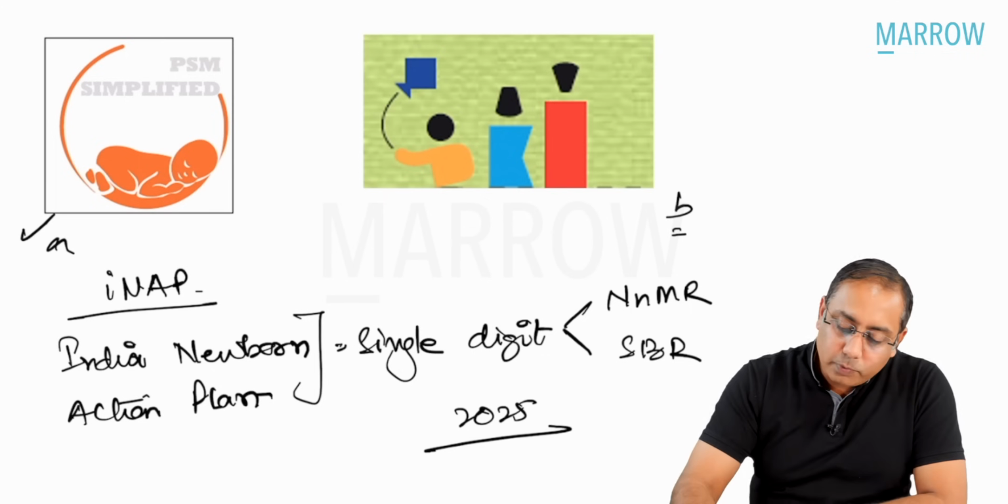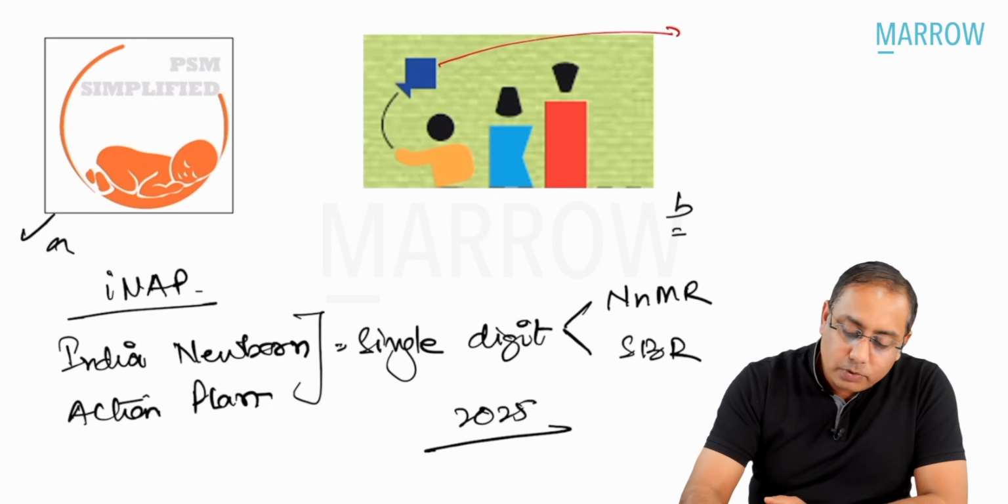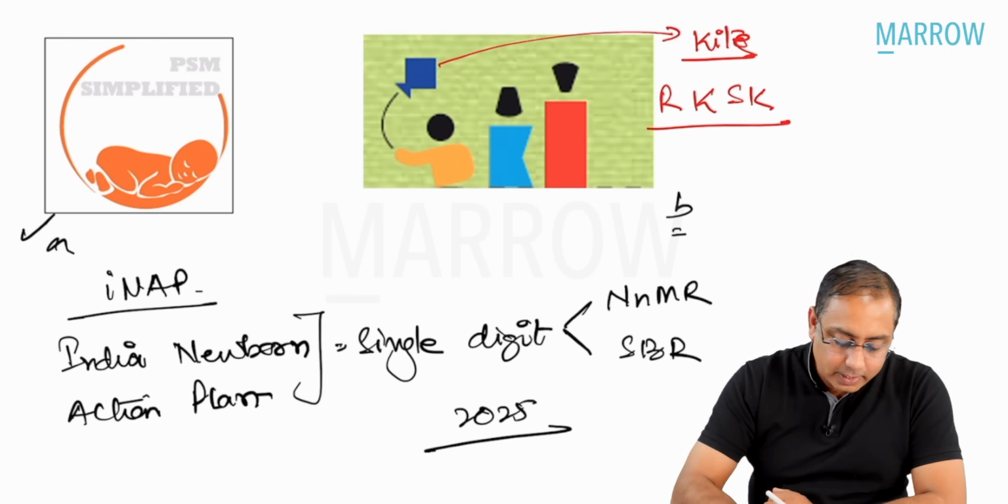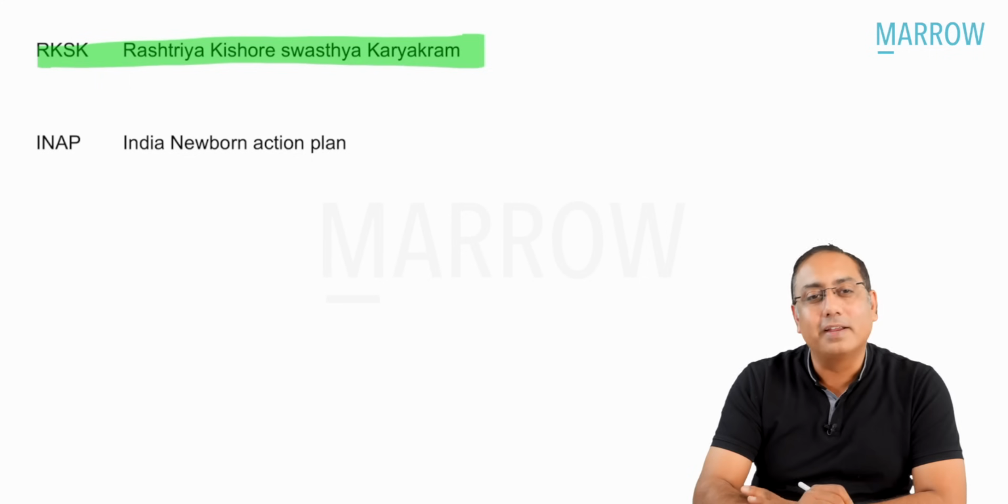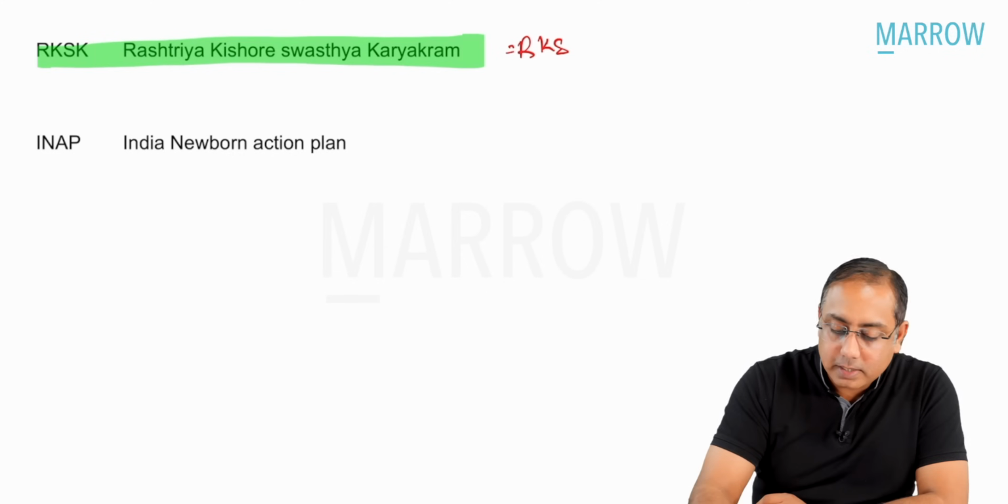Coming over to the next one, what is this logo image number B? Conspicuously, what I see over here is a kite, a child flying a kite. Remember, the kite program, RKSK. What is RKSK beta? RKSK stands for Rashtriya Kishore Swasthya Karyakram.